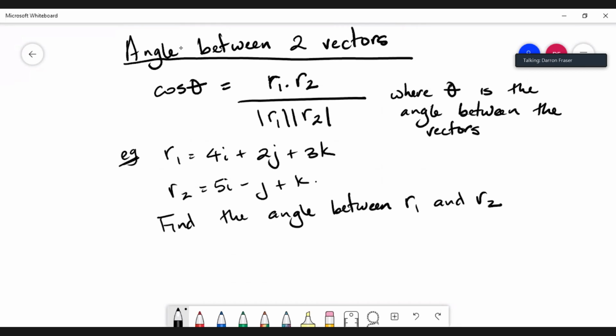So we want the angle between R1 and R2. The first thing we have to do is find the dot product. R1 is 4i plus 2j plus 3k, and R2 is 5i minus j minus k. So R1 dot R2 would be equal to 4 times 5 plus 2 times negative 1 plus 3 times 1. That's 20, and 3 is 23, minus 2, that's 21.